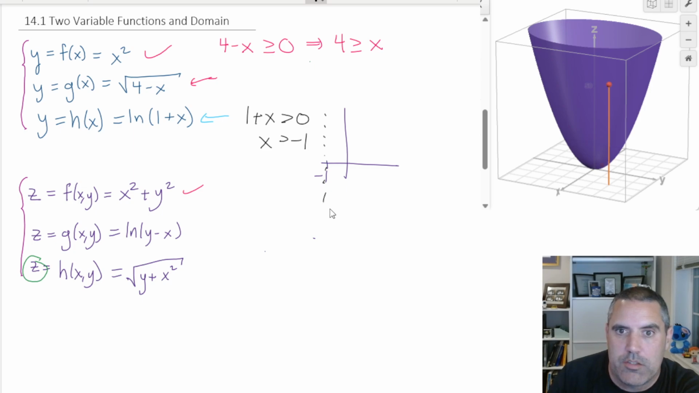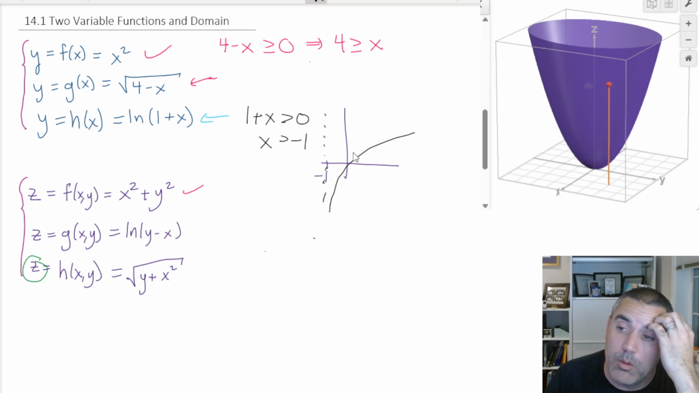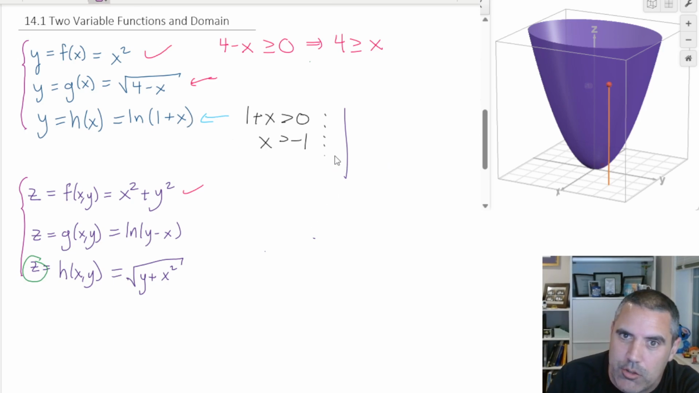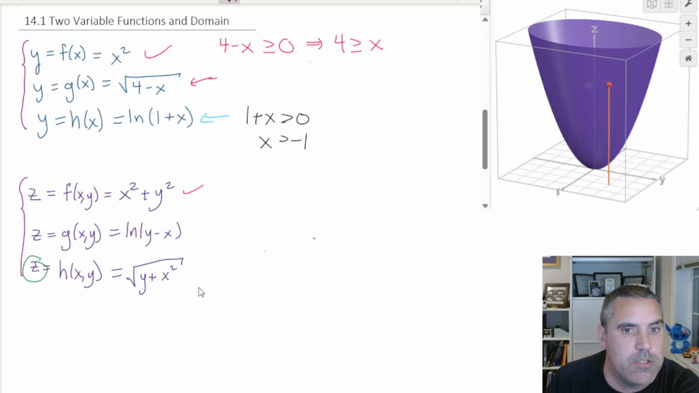And the log function actually looks like this. There you go. That's the log of 1 plus x. So knowing the domain is just sort of step 1. So again, the goal of this is not to ask you about domains. The goal of this is to get you used to thinking in terms of regions.